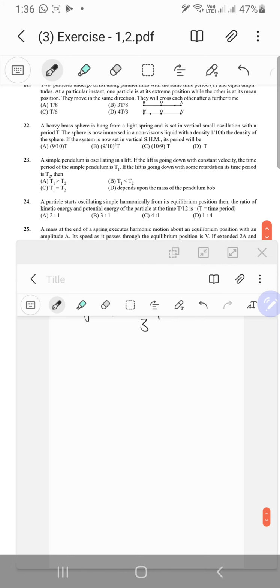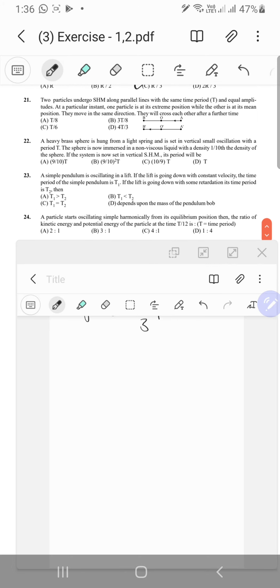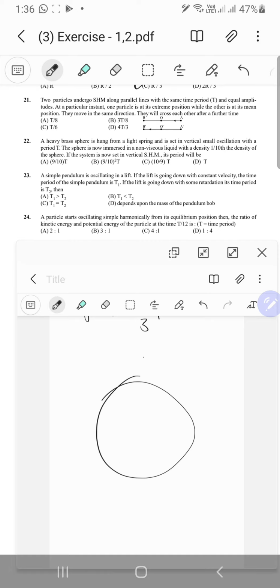Next question. Two particles undergo SHM along parallel lines with the same time period T and equal amplitudes. At a particular instant, one particle is at the extreme position while the other is at the mean position. They move in the same direction. Let me draw this. At a particular instant it's over here, moving in the same direction, so its velocity should be pointing that way. They are moving in the same direction.